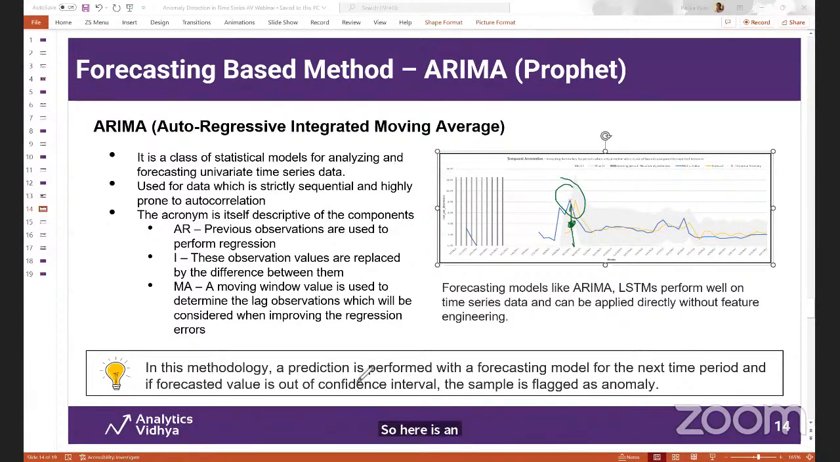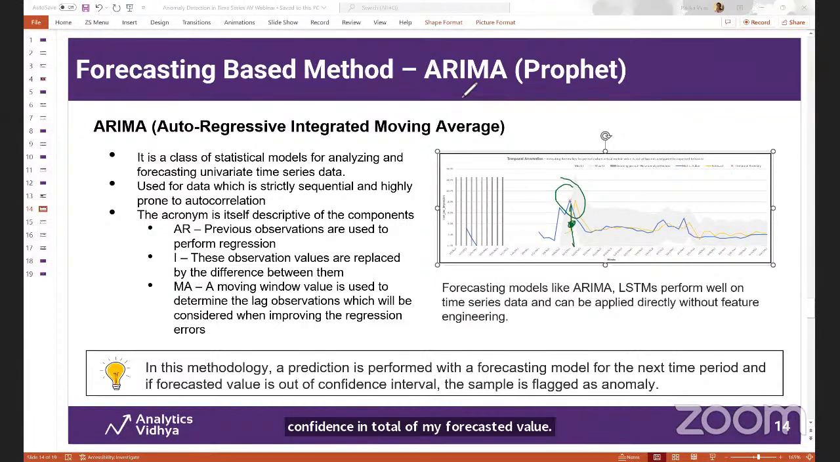Summarizing this particular concept, an anomaly in the forecasting model is such that the real value is falling out of my confidence interval, right? The confidence interval of my forecasted value. Now, what are these forecasting models?